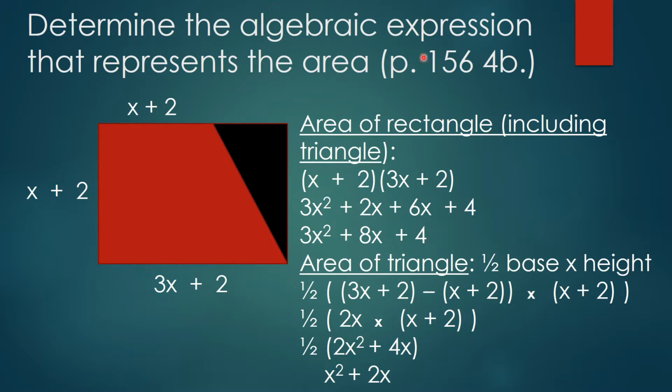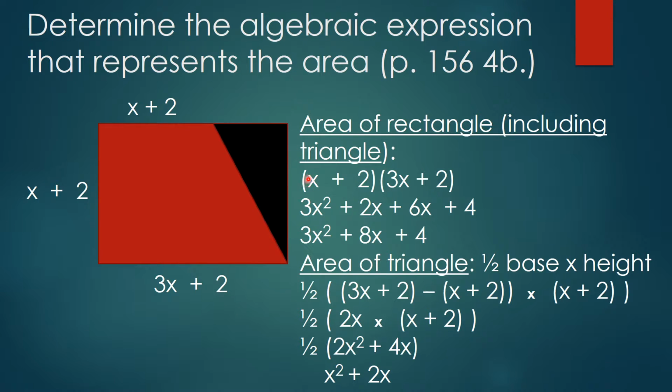The next one, determine the algebraic expression that represents the area, again here in red. So first of all, we'll look at the area of the entire rectangle, including that part in black. So again, you use length times width. So the length is 3x plus 2 times x plus 2, and here's the algebraic expression across the top. You have to multiply those together.